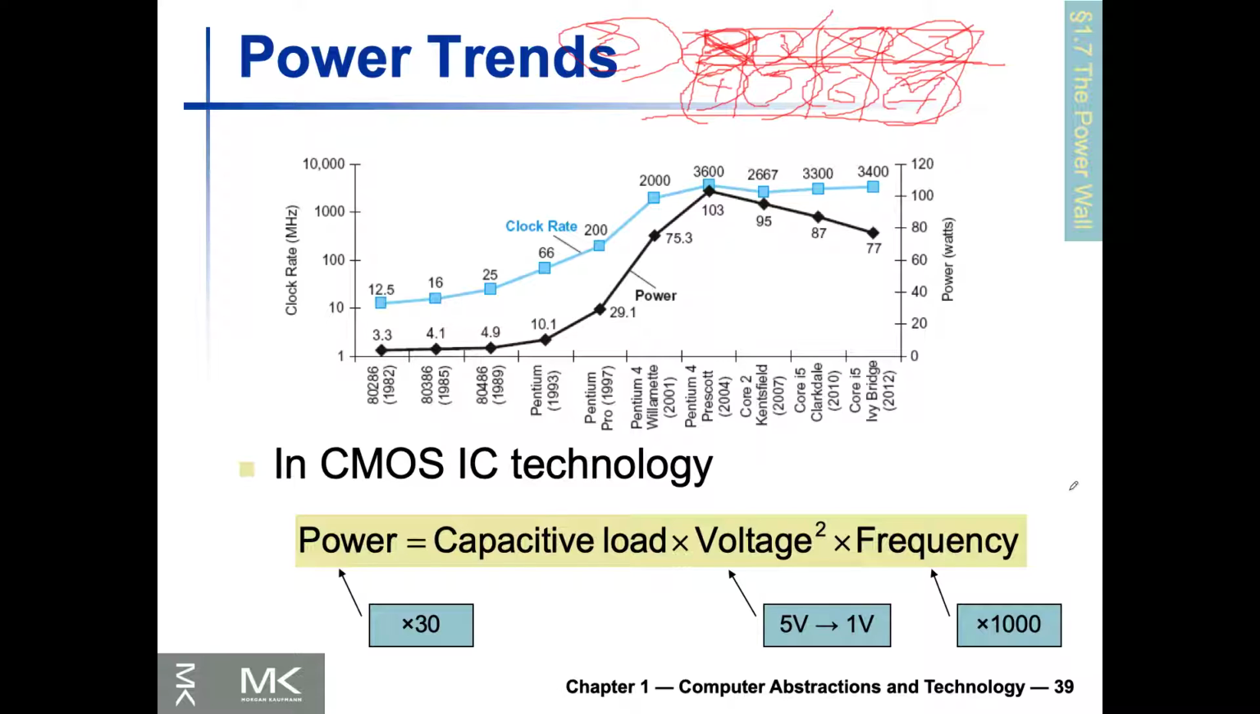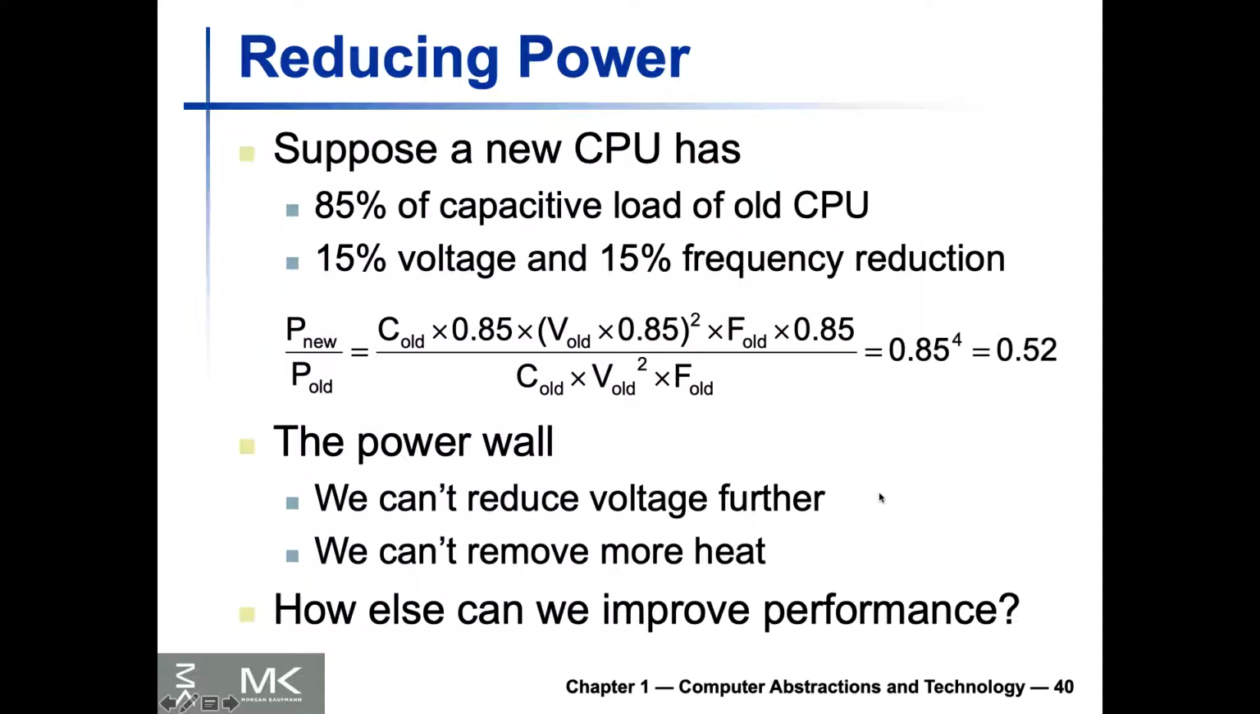Okay. So suppose your new CPU has 85% of the capacitive load of the old CPU, and the designers managed to reduce 15% on the voltage and 15% frequency reduction, right? So the power of the new, after all these optimizations, has 0.52 of the previous generation, right?